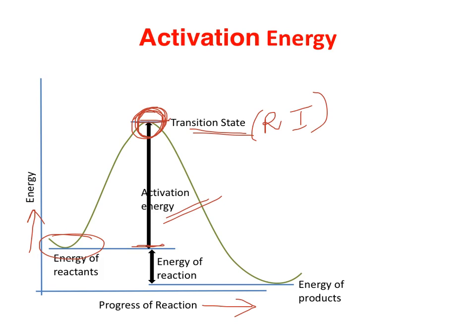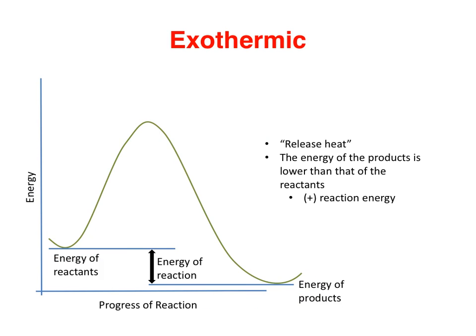And then once the reaction is done and the products are formed, products are somewhere here. Okay, so activation energy is this energy barrier. Now, if the reaction is exothermic, as in this reaction releases heat after the reaction is complete, then the energy of the products is lower than the energy of the reactant.